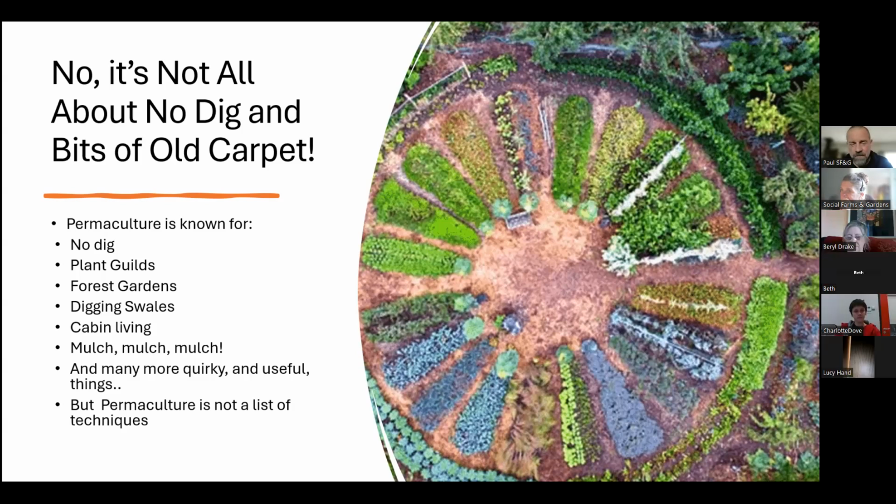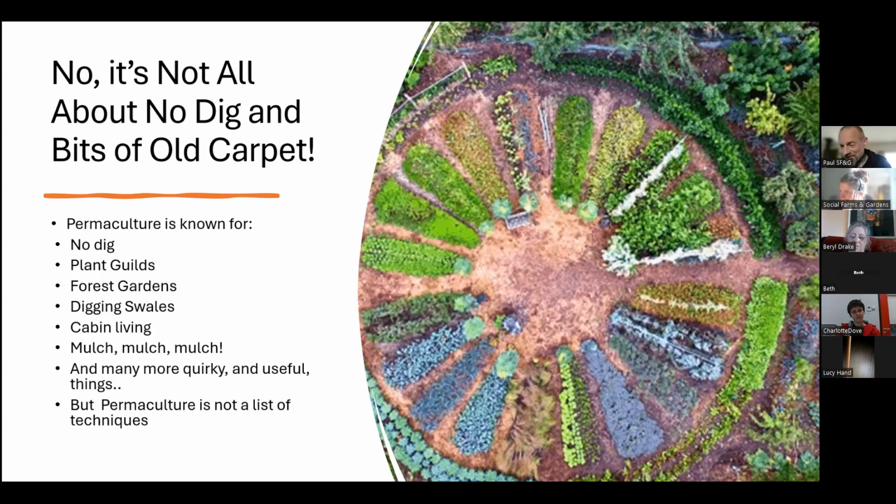Digging swales. Swales are part of an overall system for watershed rehabilitation, which might not be useful at most community garden scales. You never know. A sloping community garden in Swansea probably could do well with a swale. Cabin living, I only say that because I live in a cabin and it's part of a permaculture design. And mulch, mulch, mulch. Mulch can be very useful. It can also be catastrophic if you use too much mulch at the wrong time of year when the soil is cold. And many more quirky and useful things.